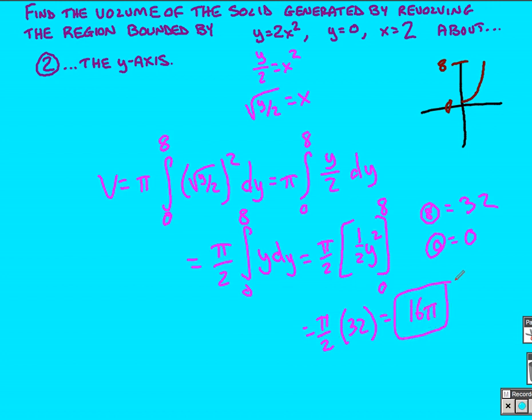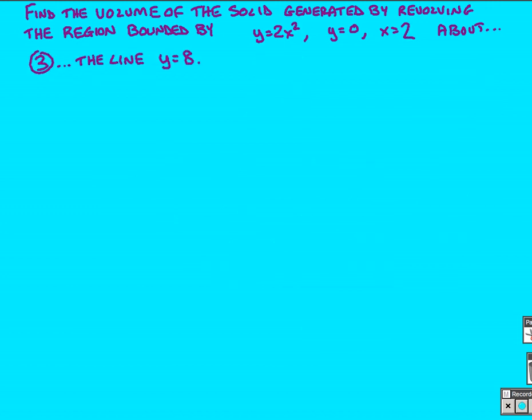My answer is 16 pi. All right, for number 3, we're now revolving not around one of the axes, but this time around the line y equals 8. Well, y equals 8 is a horizontal line. So again, if here's your graph, it looks like we have something like this, intersecting at 2 and 8, kind of the point that we wanted.